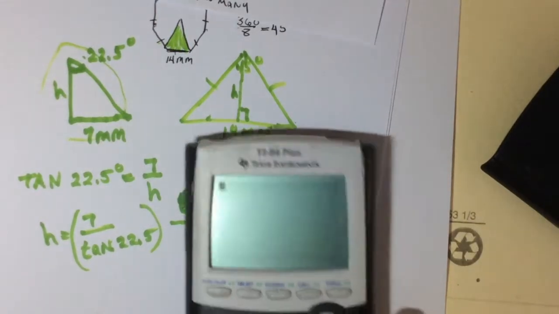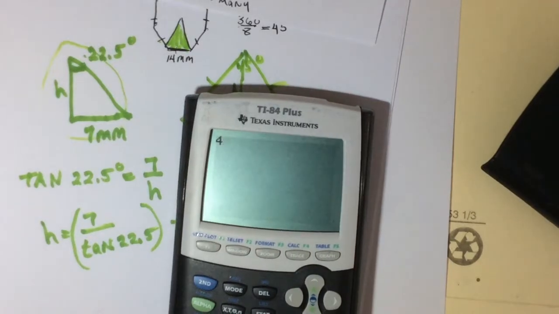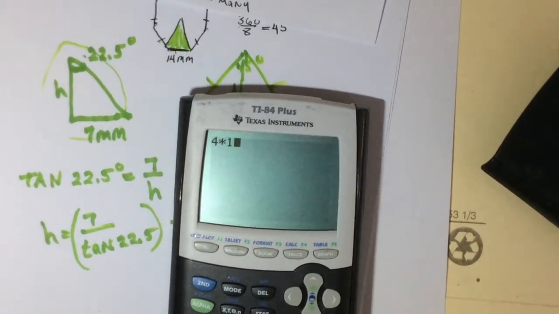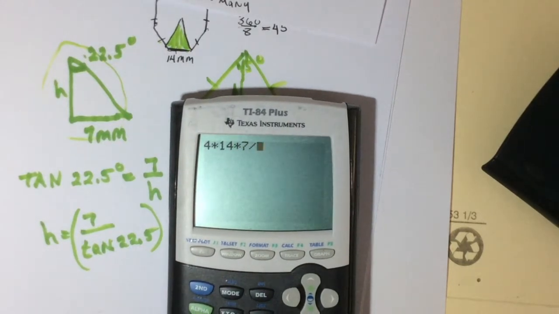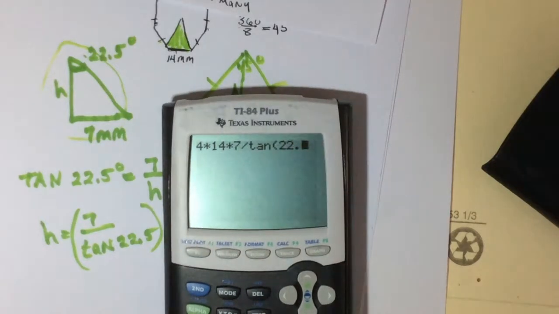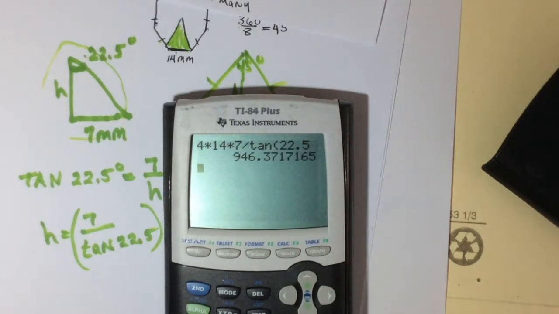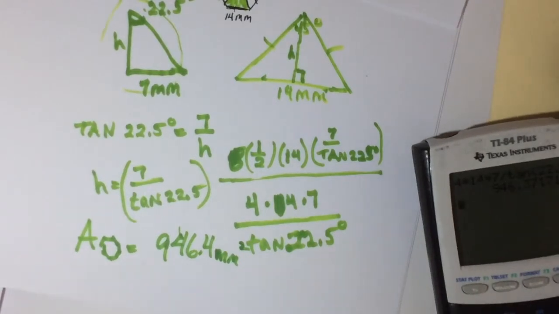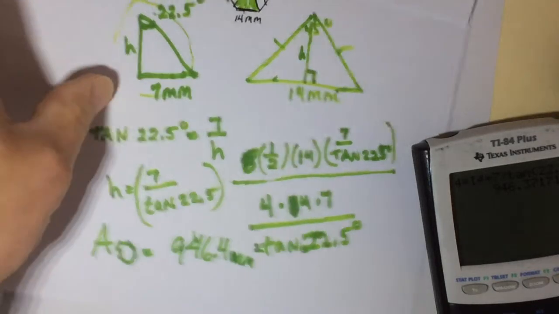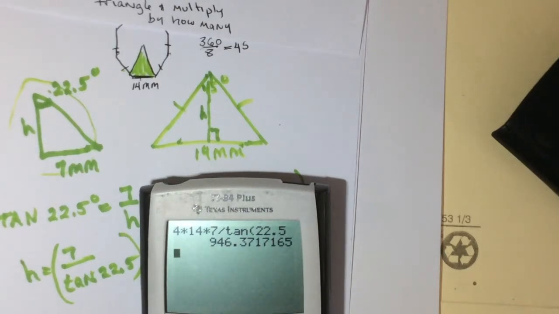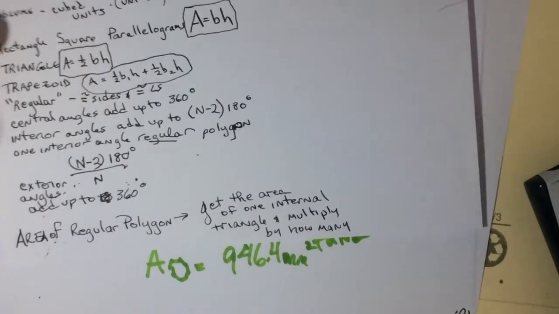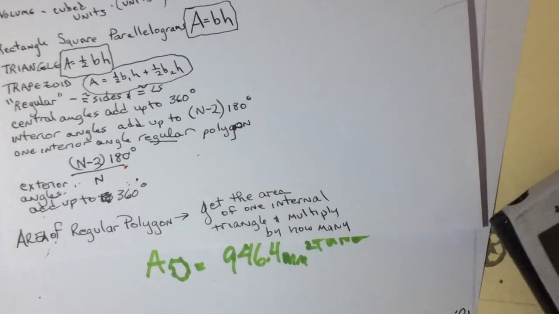So let's do it. It's 4 times 14 times 7 divided by the tangent of 22.5 degrees is equal to 946.4 millimeters squared. What is it that this number is supposed to represent? Do you remember? Yeah, the whole thing. So that's what all of this is for. And then that's the area part.